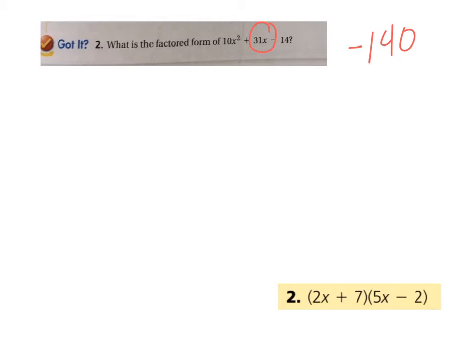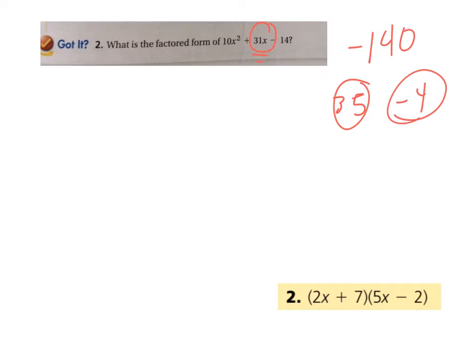And you can go through a whole list of things to figure that out. You can try 140 and 1, right? That's not going to be helpful. 2 and 70, not going to be helpful. You'll end up finding that you need 35 and negative 4, because when I add those together, I get that positive 31.